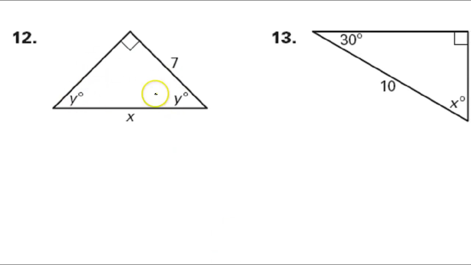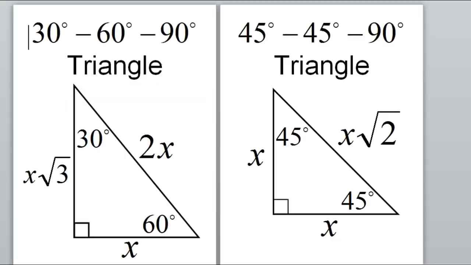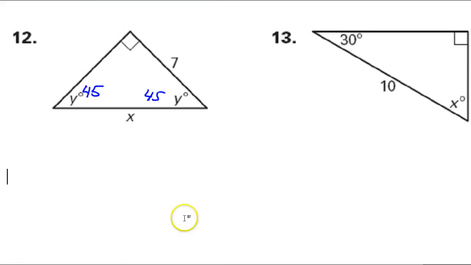Okay, you see that it's isosceles. So, the only way it's going to be an isosceles right triangle is if both of these are 45 degrees. So kabam, that's y. And then the pattern of the 45, 45, 90 triangle is leg, leg, leg radical 2. Okay, so that means leg is 7. So 7, 7, and then 7 radical 2. So x is 7 radical 2 and y is 45.